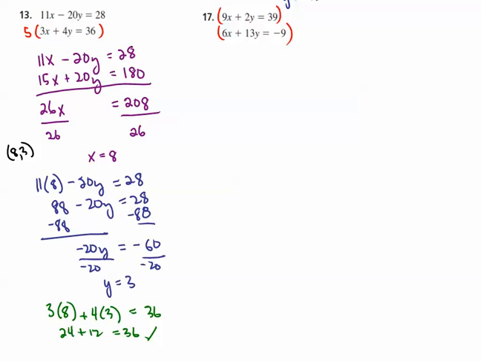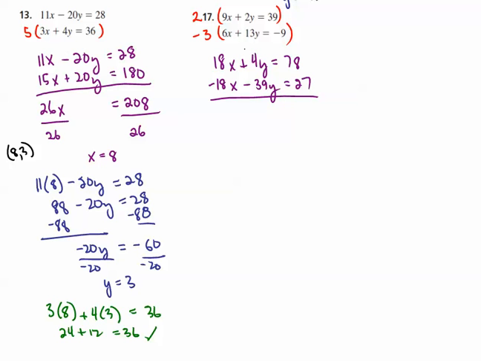And neither of the numbers are very nice. We can either use the 9 and 6, and we'll get 18. That's not too bad. So we'll make the top times 2, the bottom times negative 3. When I multiply out, I get 18x plus 4y is equal to 2 times 39, which is 78. Multiplying the bottom, negative 18x minus 39y is going to give me positive 27 there.